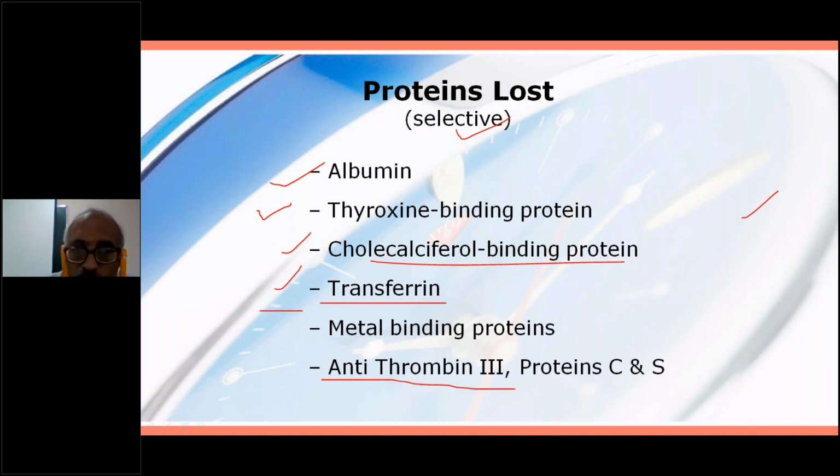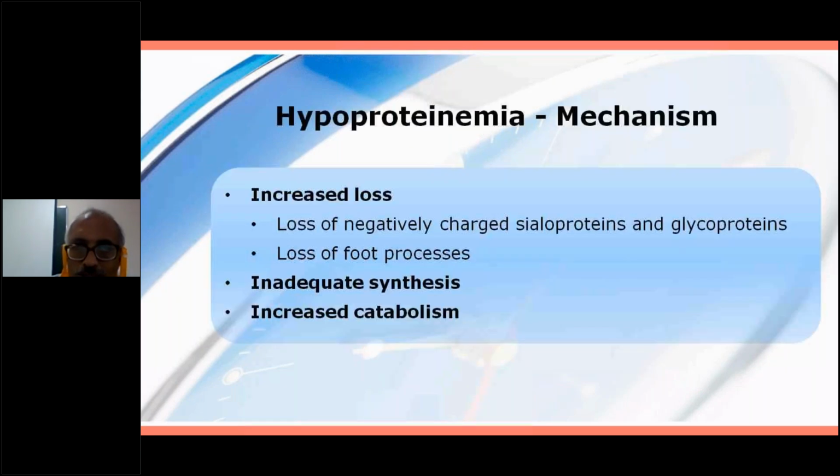Antithrombin 3 and proteins S and C, which are anti-coagulation and fibrinolysis-promoting proteins, are also lost. Once fibrinolysis is prevented, what will happen? A hypercoagulable state develops. That is one of the common problems with nephrotic syndrome, mainly because these proteins are lost. Because they are lost, you may develop thromboembolic phenomena. So these are the selective proteins which are lost.